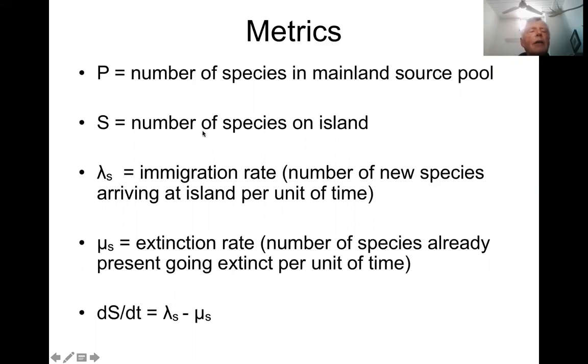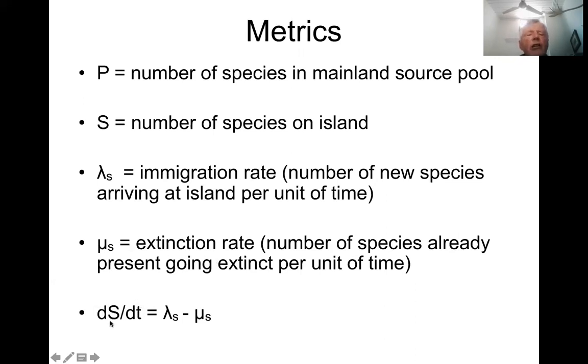Lambda, remember we used lambda as sort of a birth rate when we were talking about population biology. In this treatment, lambda sub S is the immigration rate. It's the number of new species coming in from the mainland source pool to the island. And the other side of that is the extinction rate, and we're going to use mu sub S as that. And that is simply the number of species that are already present that are going extinct. So these are rates. This is the number per year, or the number per day, or the number per hour, and similarly for the extinction rate.